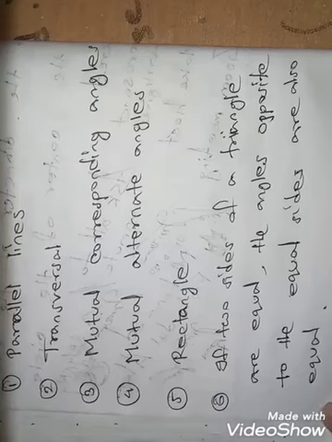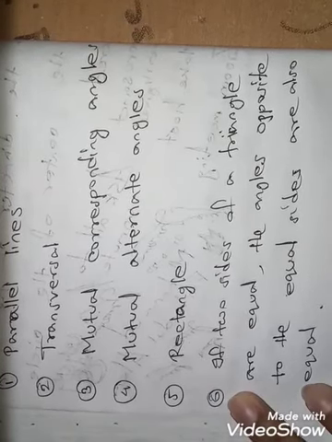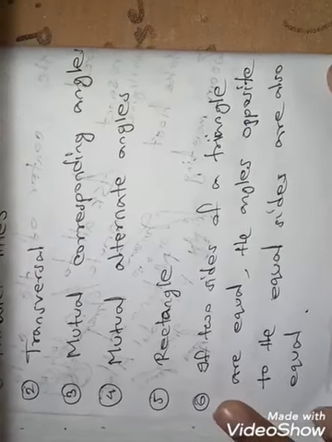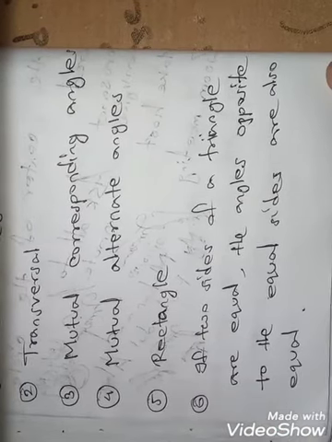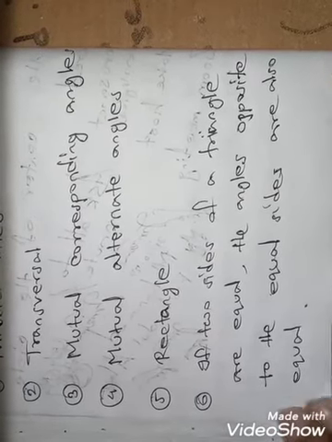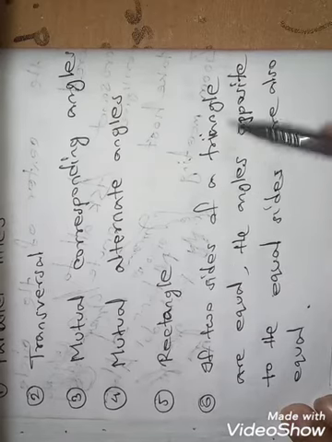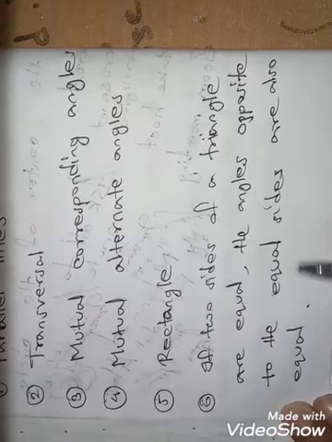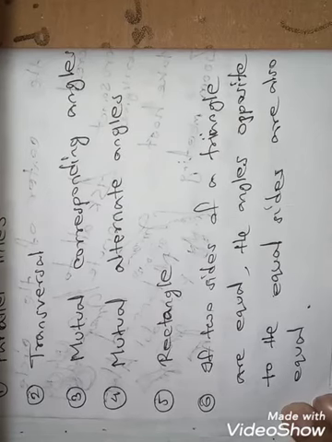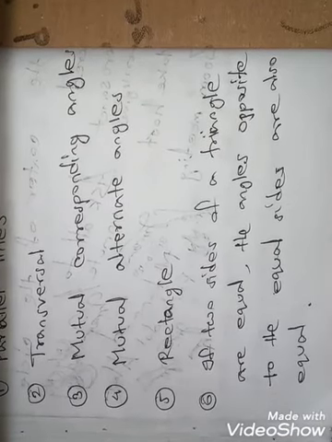And the key point 6 is a theorem which is included in your class 7 book. If two sides of a triangle are equal, the angles opposite to the equal sides are also equal. Well, let's explore one by one.